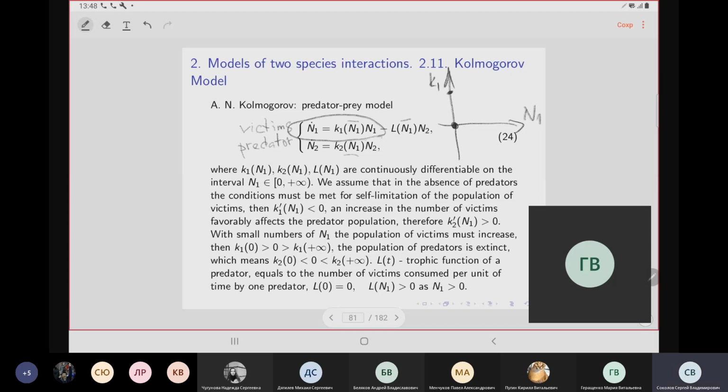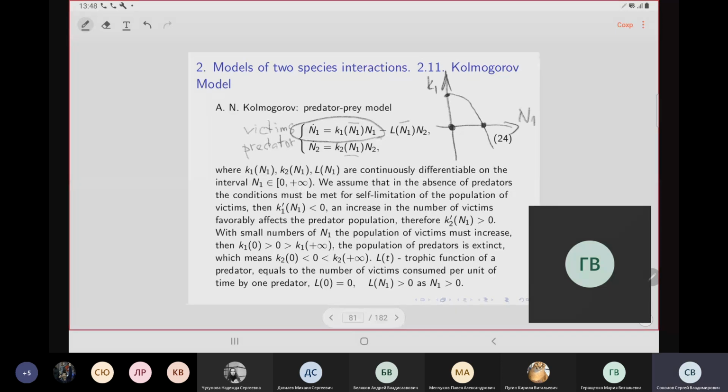What's next? When the amount of victims is going to increase, then self-limiting arises. And so the reproduction coefficient K1 will start decreasing. And at some moment, we'll see that there exists the capacity of the environment. Let it be A. So K1 of A must be equal to 0.